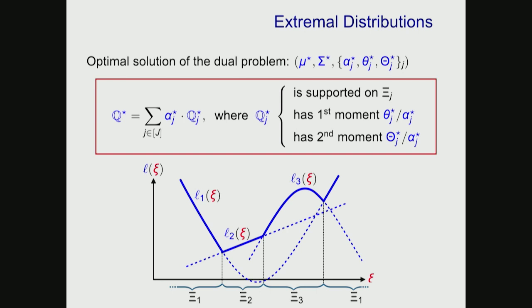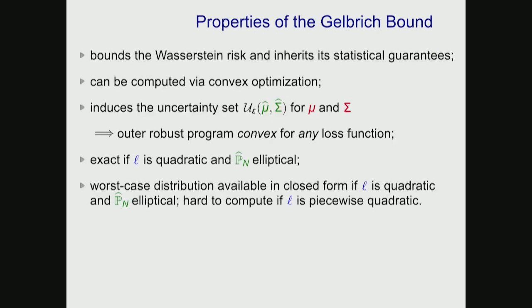Interestingly, however, we can compute this solution efficiently, but we cannot efficiently construct these components Q star j. This is a hard problem. So in summary, the Gelbrich bound bounds the Wasserstein risk, and if the Wasserstein risk provides an upper confidence bound on the out-of-sample performance, then so does the Gelbrich risk. So it inherits its statistical guarantees.